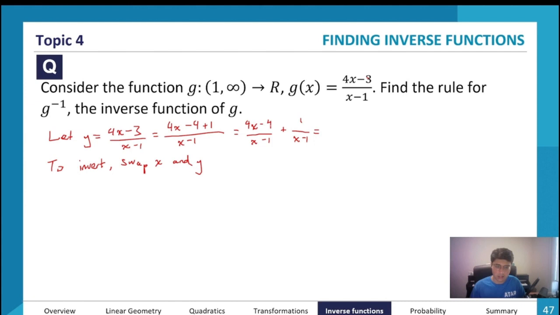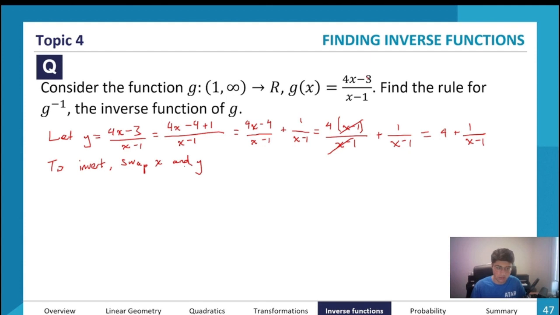And you'll notice that what I've done by rewriting the top as 4x minus 4 is I can actually factor out a 4 in the top line, and then we'll end up with x minus 1 over x minus 1, and then plus 1 over x minus 1. And then these two will cancel out, so we'll get 4 plus 1 over x minus 1. This is much easier now to work with.